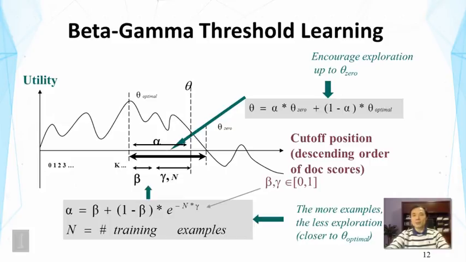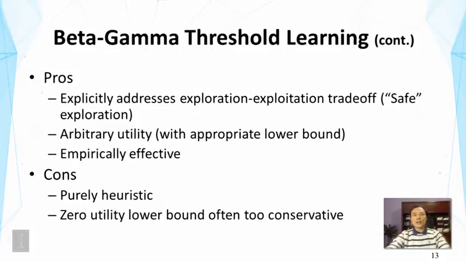Right? The more examples we have seen, the less exploration we're going to do. So the threshold will be closer to the optimal threshold. So that's the basic idea of this approach. Now this approach actually has been working well in some evaluation studies, empirically effective, and also can work on arbitrary utility with appropriate lower bound. Right? And it explicitly addresses the exploration-exploitation trade-off, and it kind of uses the 0 utility threshold point as a safeguard for exploration and exploitation trade-off.